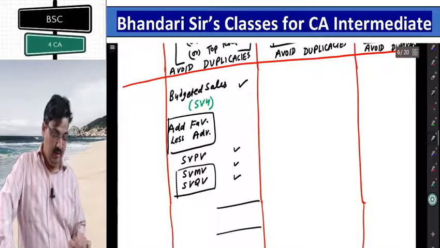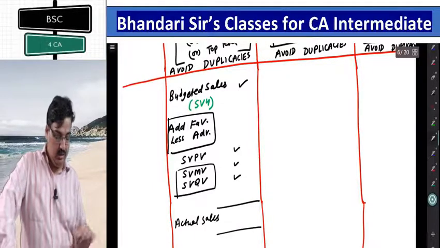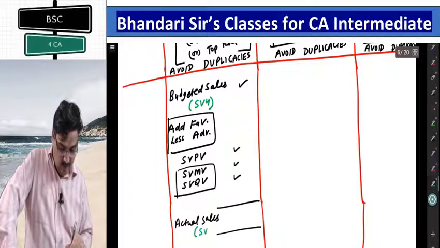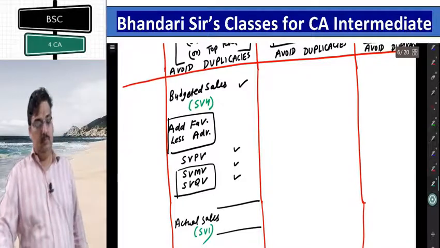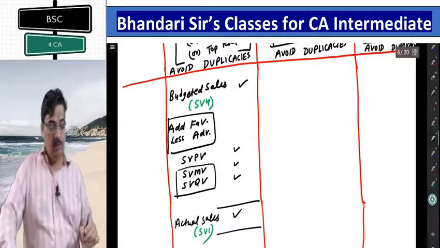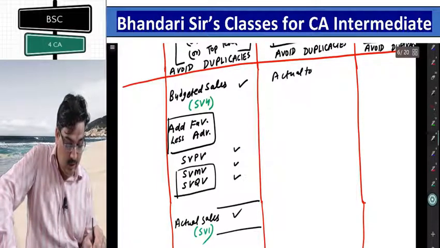What will I get there? Actual sales. The result is SV1. This is what I can check. This is complete reconciliation. In case of cost, I have to start from actual total cost.